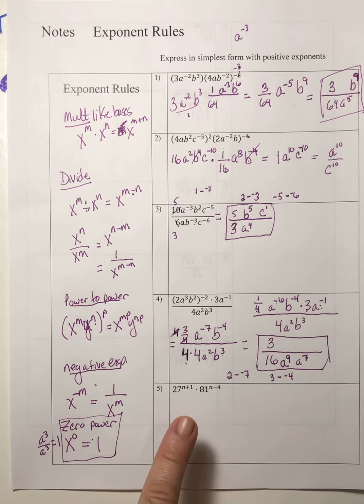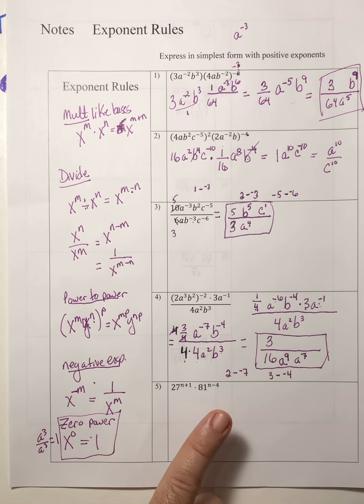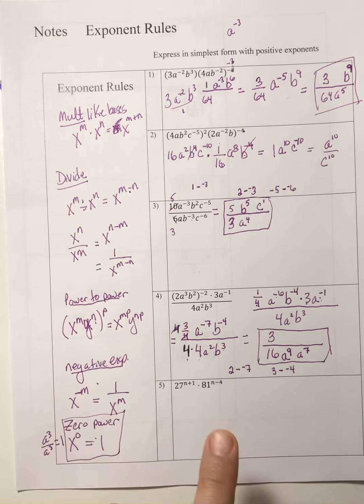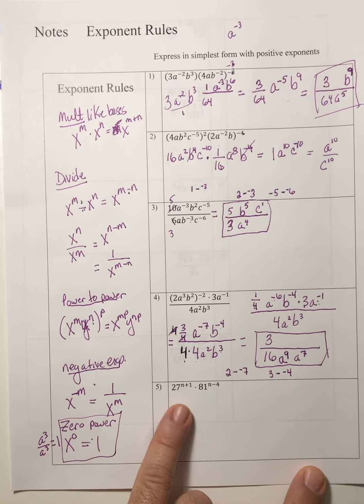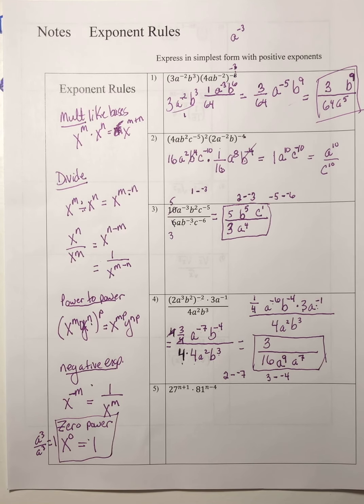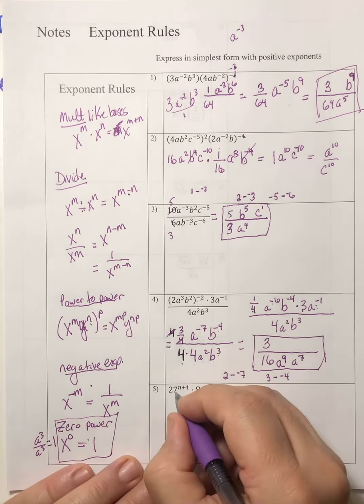Okay, look at number 5. How am I going to multiply this together? Right, we only can multiply when the bases are the same. But from last year, what do you know about 27 and 81? I can make them have the same base. That's right. 27 can be rewritten as 3 to the power of 3, times, and 81, that's right, 3 to the power of 4.